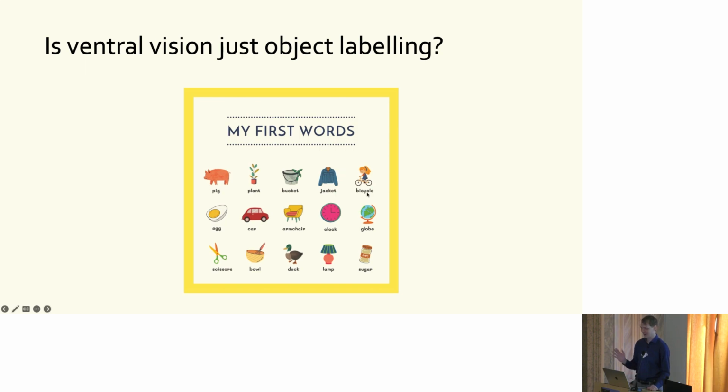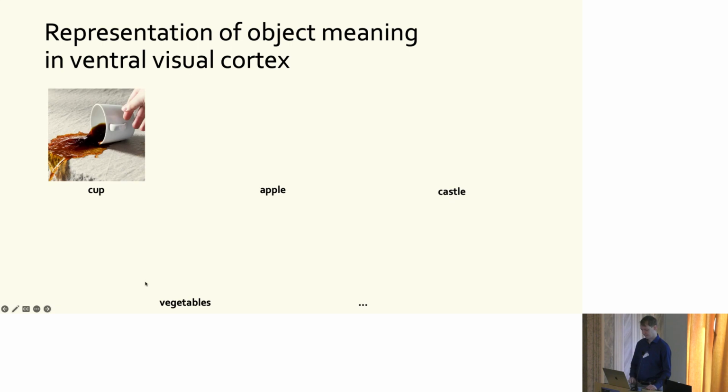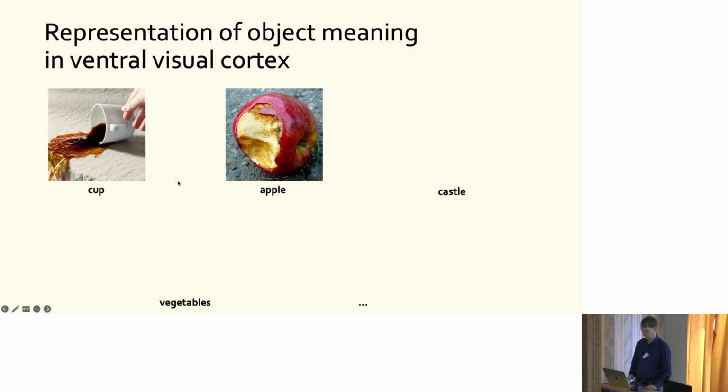But I would say, yeah, the question I want to raise is, is that actually everything that the ventral visual system is doing? And if you take this as an example, I just want to show you some examples of, say, a cup or an apple, a castle, and some vegetables. And if you look at this image of a cup, you can immediately see there's actually much more going on than just the presence of a cup. I mean, you immediately know, oh my God, this is something I need to clean up. This apple here might signify to you that it's something you may not necessarily want to eat.